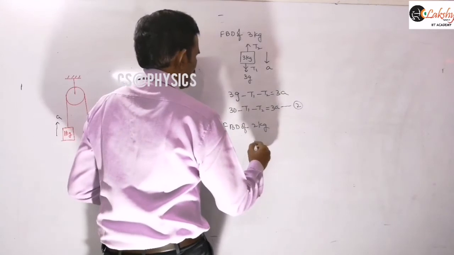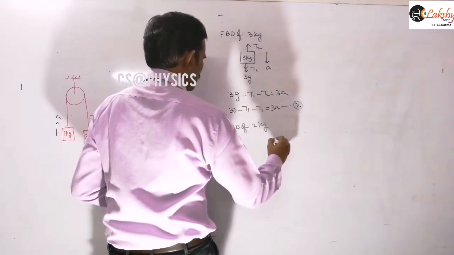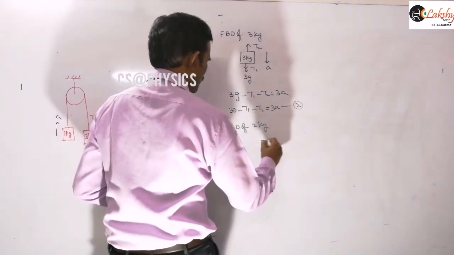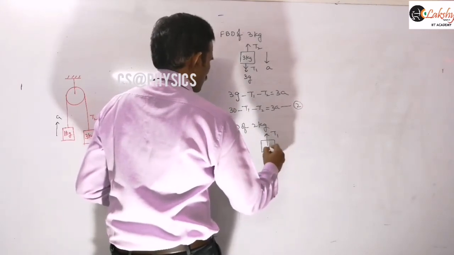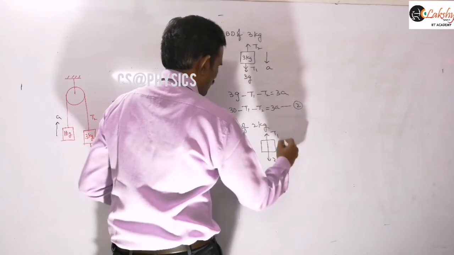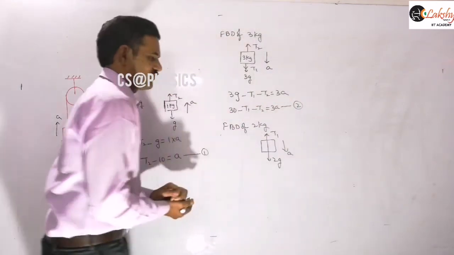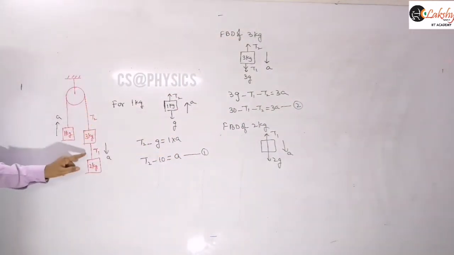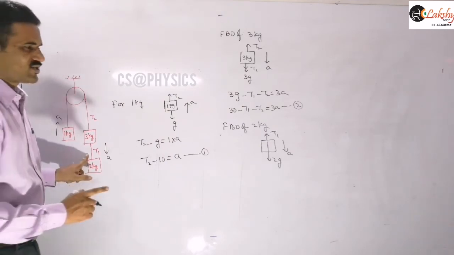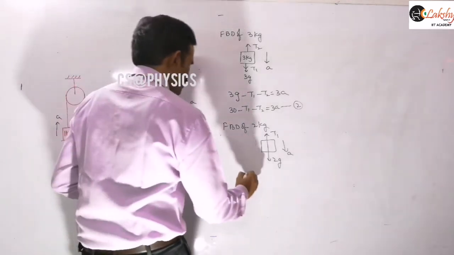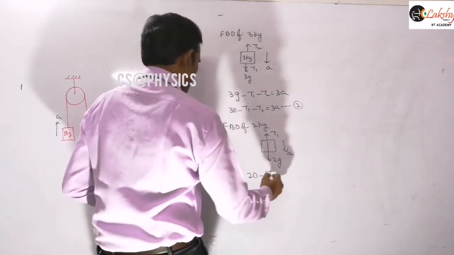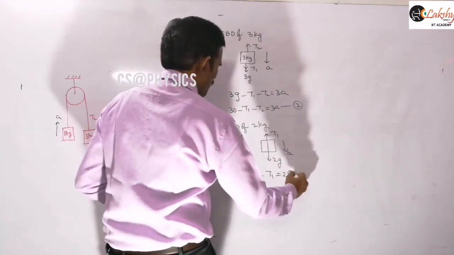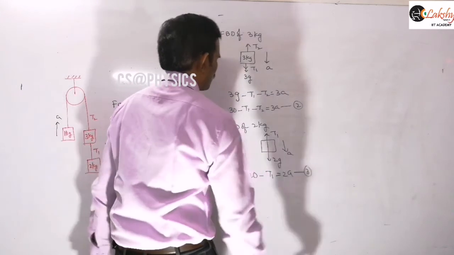Now for the FBD of the 2 kg block, again you can write the free body diagram as this tension T1 in the upward direction, 2g in the downward direction, and it is moving down here, right? Now for this, only one string is connected here, so only one tension will be there in the upward direction. So I can write this as 20 minus T1 is equal to 2a. Suppose say this is equation 3.